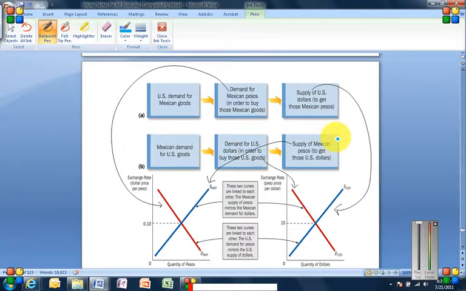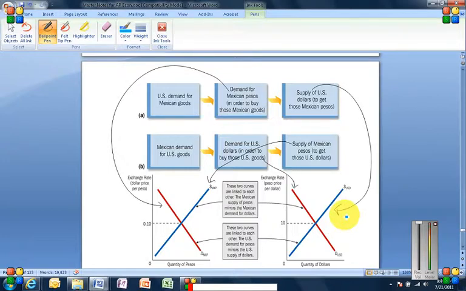Where these transactions take place are places that we call the foreign exchange markets for each of those currencies. So in this example, on the left-hand side, we have the market for the peso. On the right-hand side, we have the market for the dollar. These are two different markets, but they're connected, especially when you start thinking about how the price of one currency is connected to the supply and demand for currency in another market.